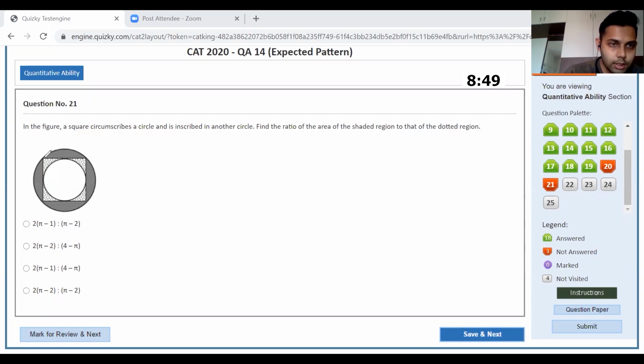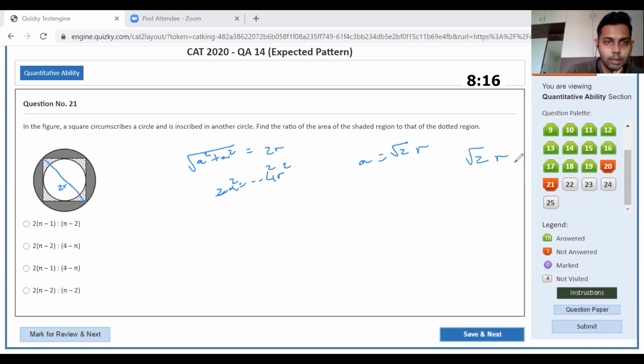Now, these are very simple. For this thing, the diagonal is 2r. So a square plus a square is equal to 4r square, or 2a square is equal to 4r square, or a is equal to root 2 r. So we know the outer square side is root 2 of r, and the outer circle is r.